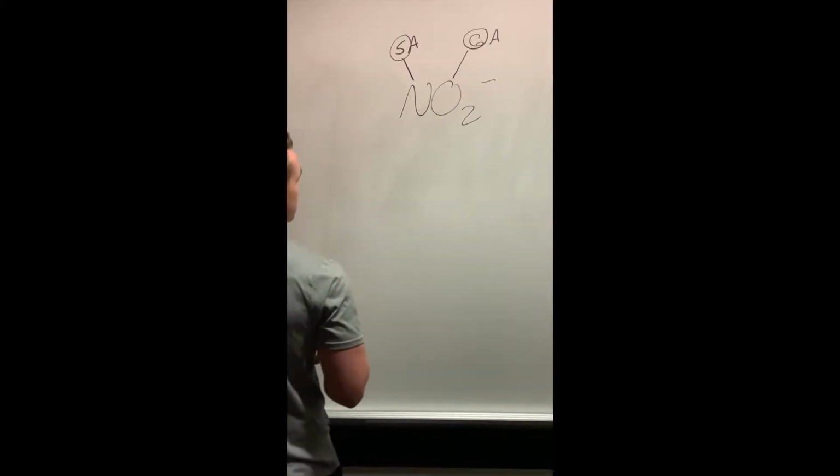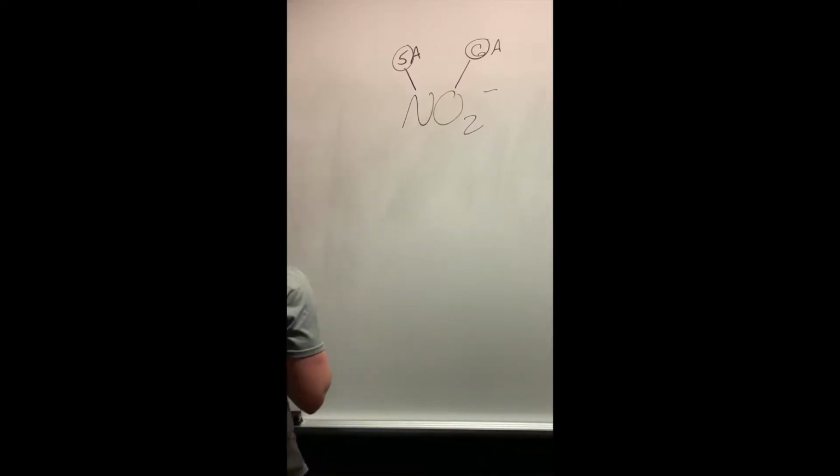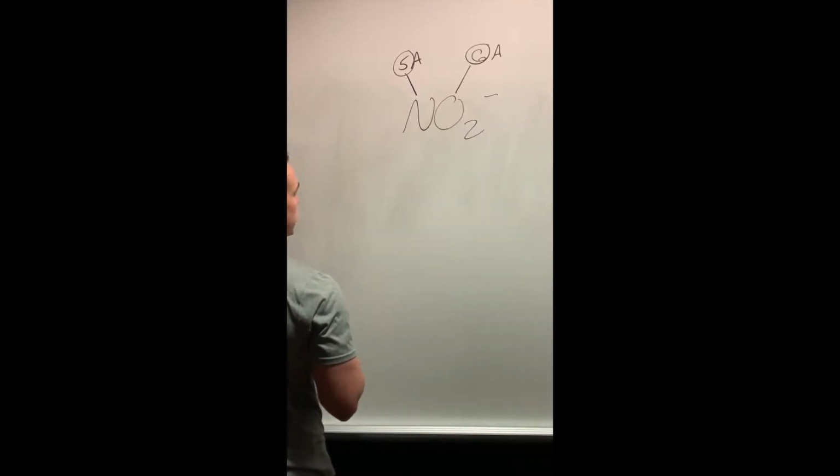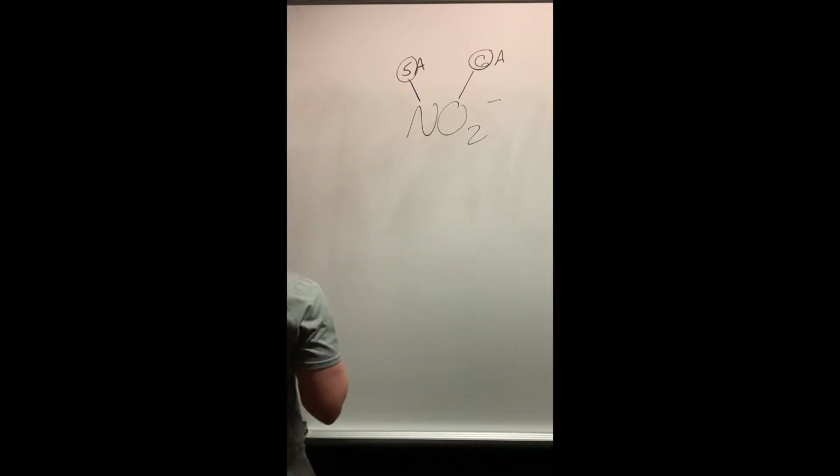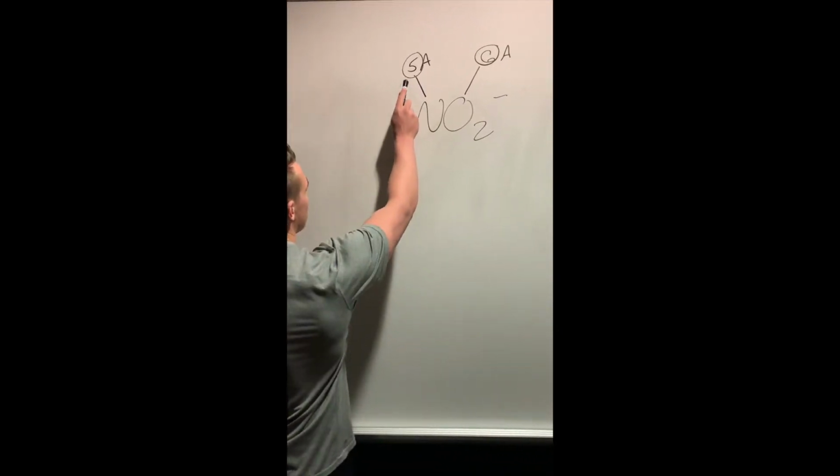So the species we're going to be focusing on today is the nitrite ion, and I'm going to be showing you how to do a Lewis structure. Before you actually start drawing it, you have to figure out how many valence electrons there are, and we can do that by adding up the group numbers.